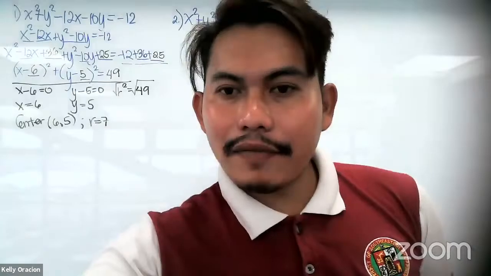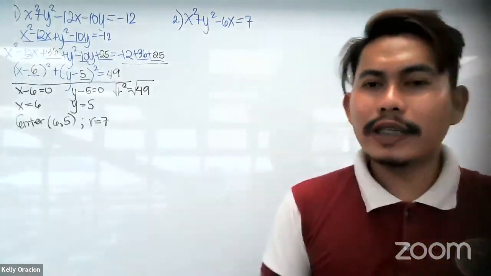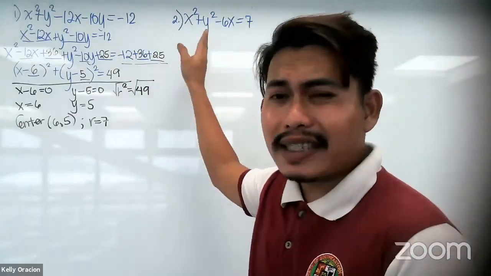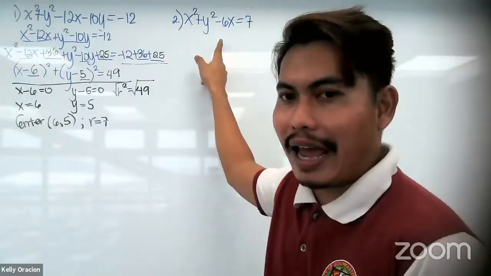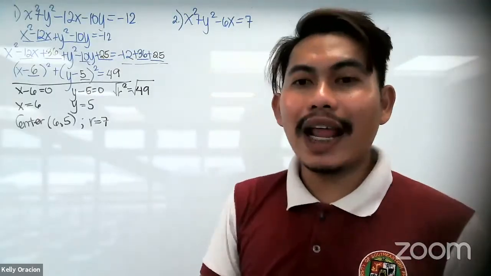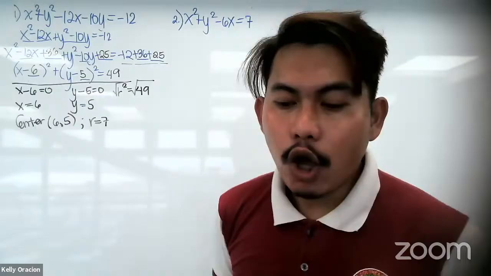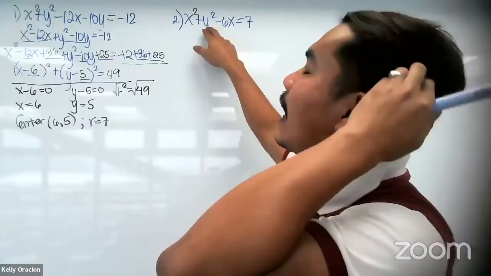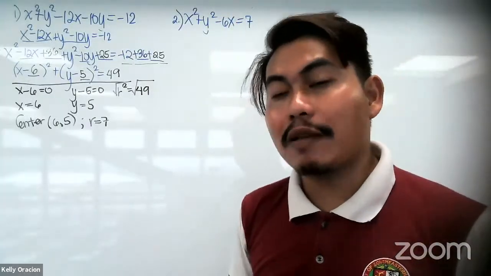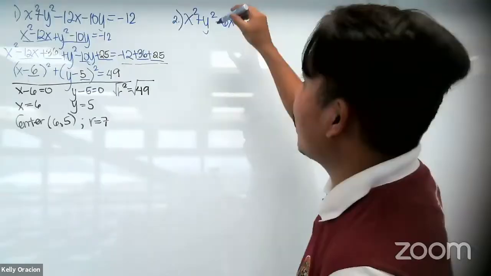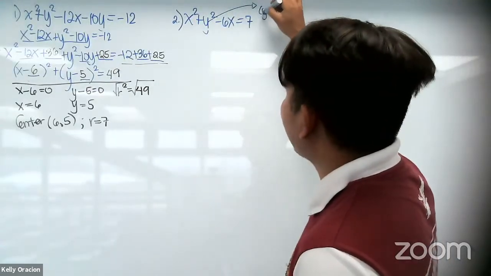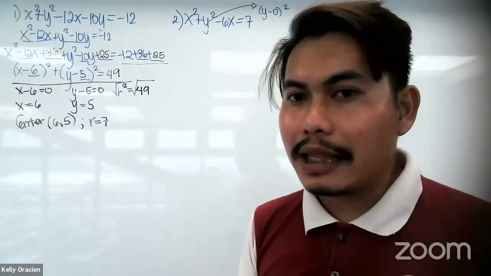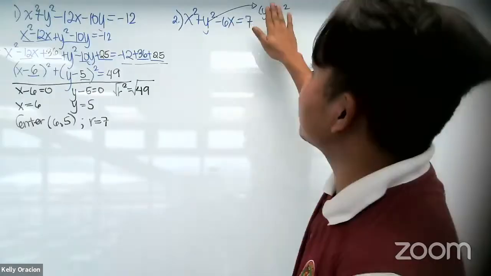Okay? Now, let's have example number 2. So, sa example number 2, class, tingnan nyo. 6x is the linear term for x. Now, walang linear term for y. Di ba may binanggit ako kanina, na pag y squared lang siya, walang ibang variable na y, that's y minus 0 squared. The y coordinate of your center is 0.